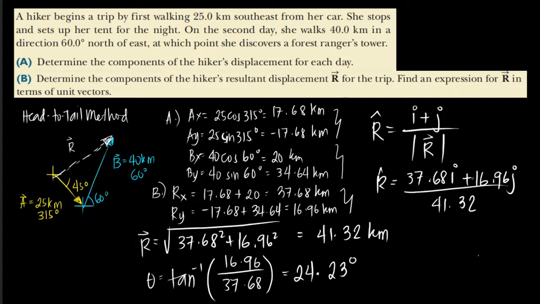Dason, i-consider nyo ni si I kag j nga do the variable. So, isa-isa ho nyo ni siya divide. So, 37.68 divided by 41.32. Ang makuha nyo, 0.91 I plus 16.96 divided by 41.32. So, ang makuha nyo na dapat is 0.41J. Siya ni ang unit vector. To make sure, kay sa lingkod, diba, ang iyasin nga magnitude is 1. Kay unit mo, unit.